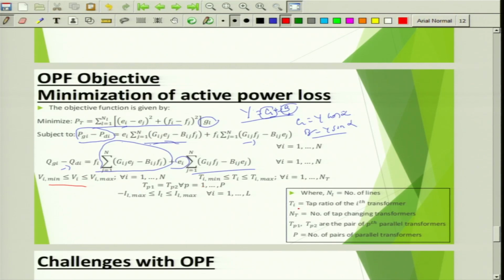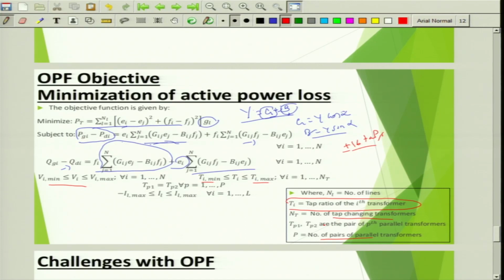Let's say the tap ratio of the ith transformer, T_i minimum, T_i maximum. I already told in one of the classes that a transformer has specific limits. We discussed plus or minus 16 taps in one of the problems, right? So upper 16 taps, lower 16 taps, or 10 taps. So there are certain tap limits. And then N_T is the number of tap changing transformers, how many tap changing transformers there are. P is the number of pairs of parallel transformers.